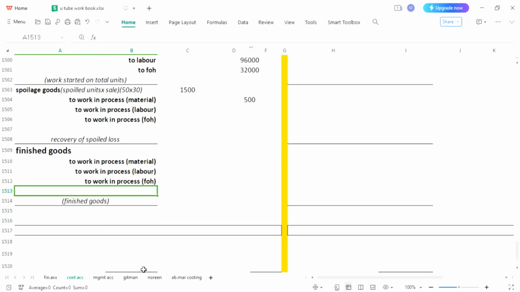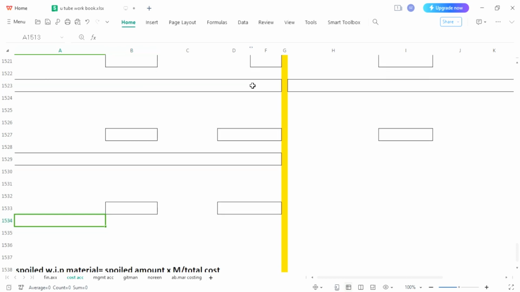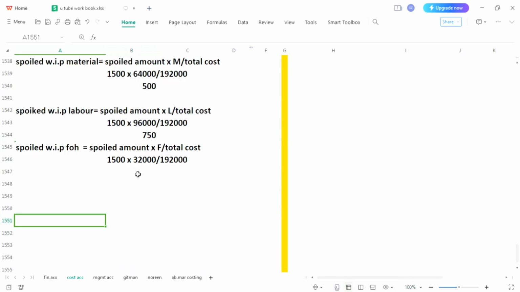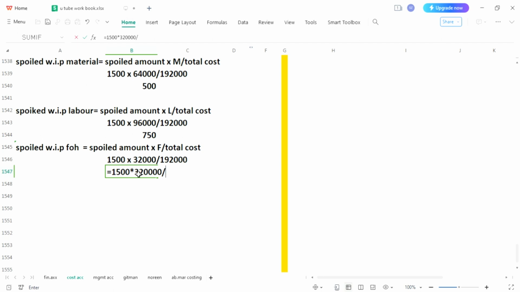Let's check it out again. Yes, FOH amount is 32,000, grand total 192,000. Statement is completed. Let's calculate. 1500 multiplied by 32,000 would be divided by 192,000. So in this way, our third amount is also calculated.